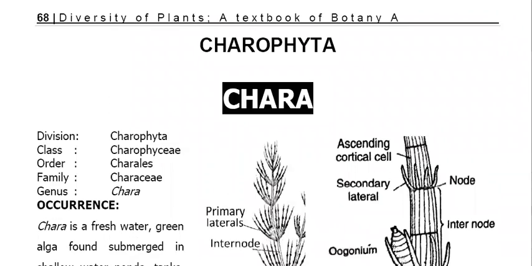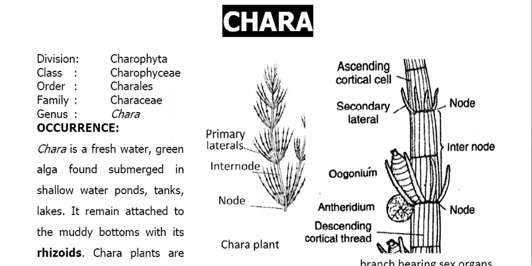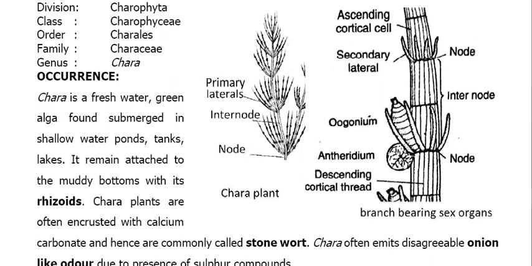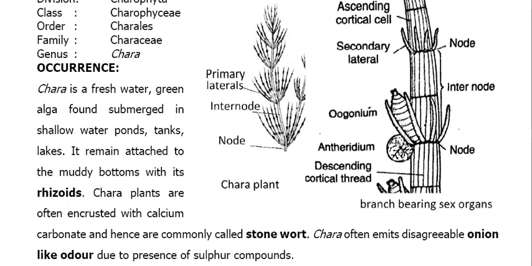The other is the Chara. This is also a member of the division Charophyta. Generally, this belongs to the class Chlorophyceae. This is a member of the green algae or freshwater algae that is generally present throughout the world, in nearby ponds or water storage tanks, as well as stagnant water.